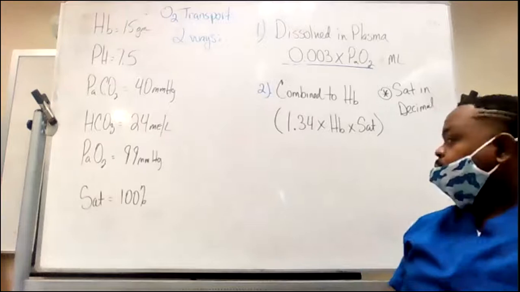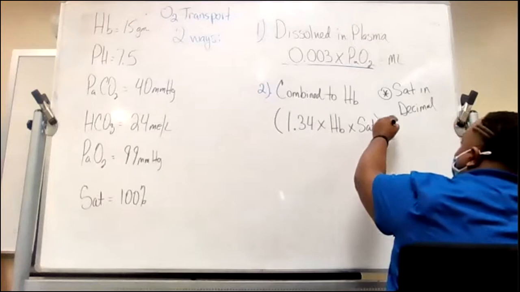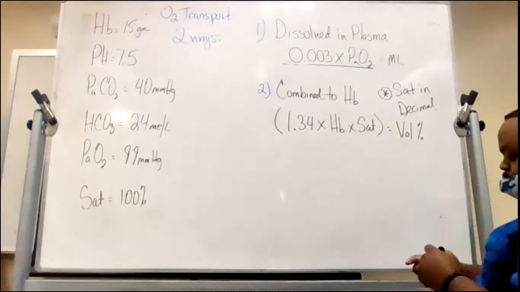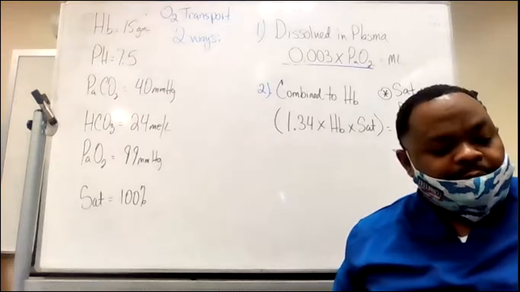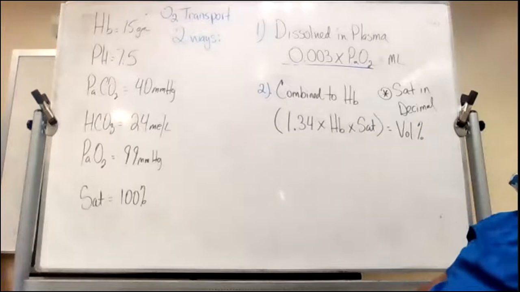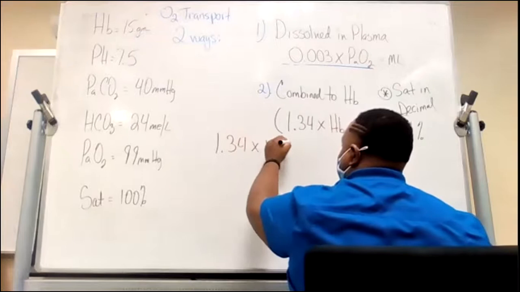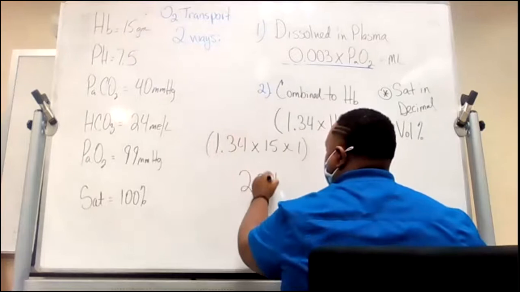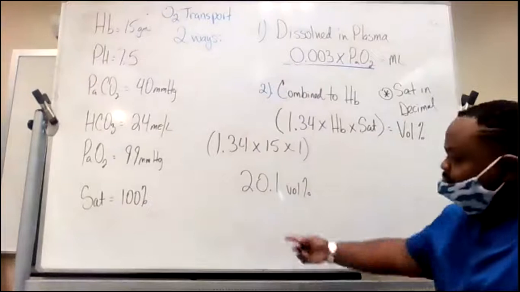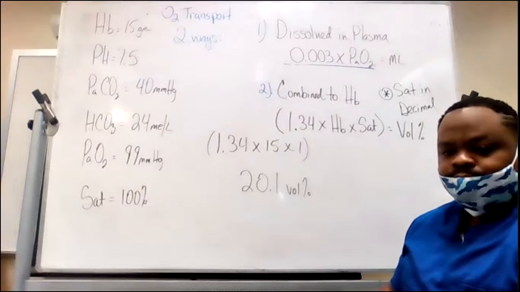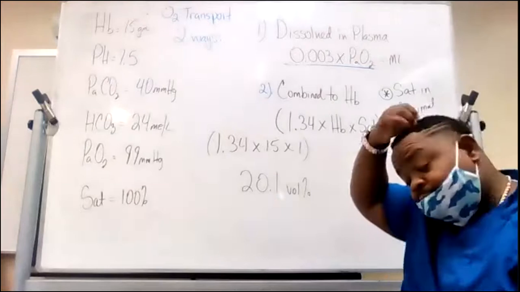All right. Now, combined to hemoglobin is usually written in volumes percent. Sometimes it's a little different on other things, but we're going pretty much volumes percent when we talk about combined to the hemoglobin. All right. So I'm going to work it out, and if you got this right, we'll see. We simply do 1.34 times 15 times 1. That gives me 20.1 volumes percent. That's how much is combined to his hemoglobin. Any questions on how we got 20.1? If you didn't get 20.1.